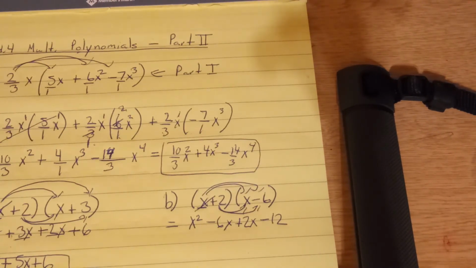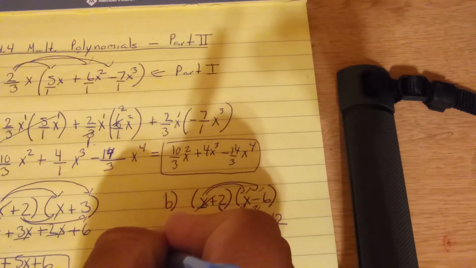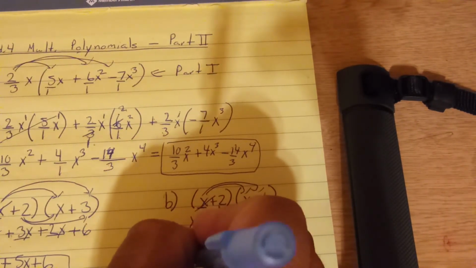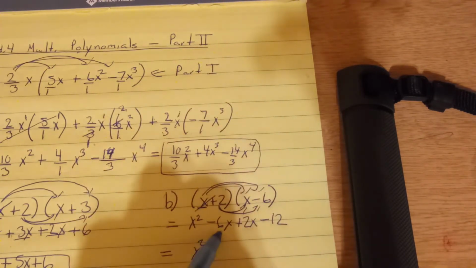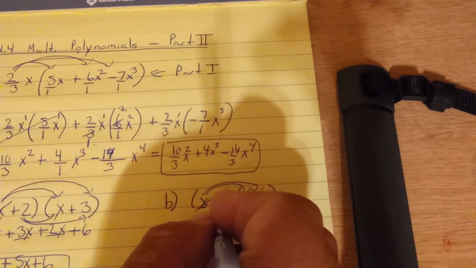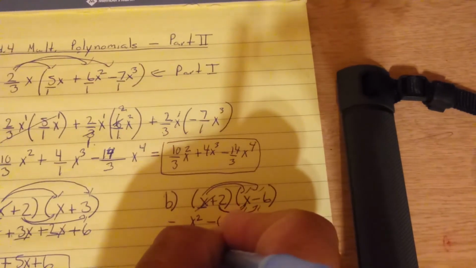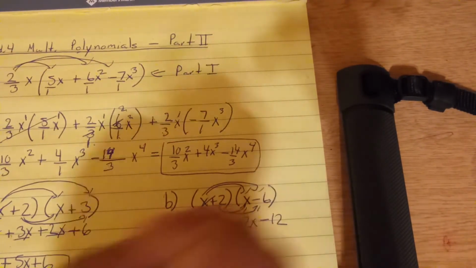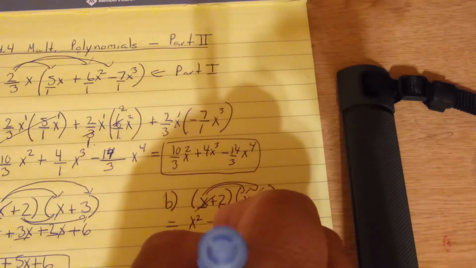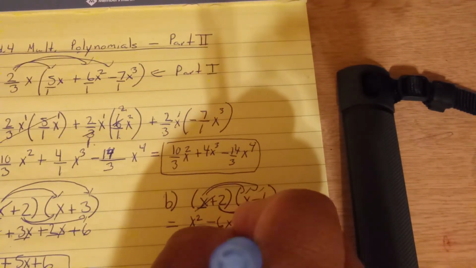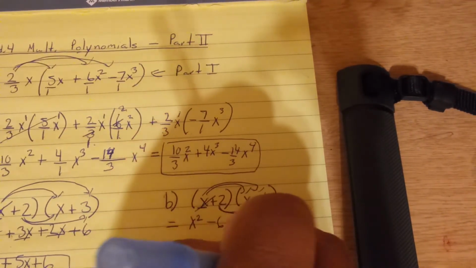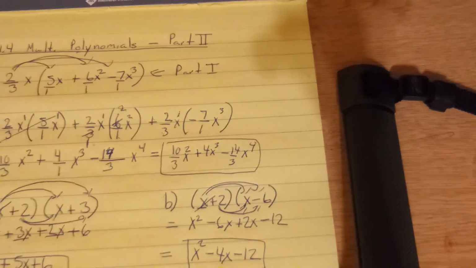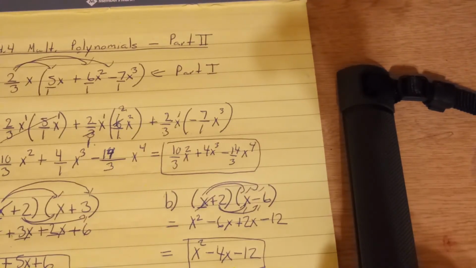And you're going to see the same thing that we had before. We're going to have to collect like terms. In this particular case, we're going to collect the negative 6x plus the 2x. So in this case, this will be x squared. And if you collect negative 6x plus 2x, that'll give you negative 4x. And we bring down the minus 12. So that would be your answer for that one right there.